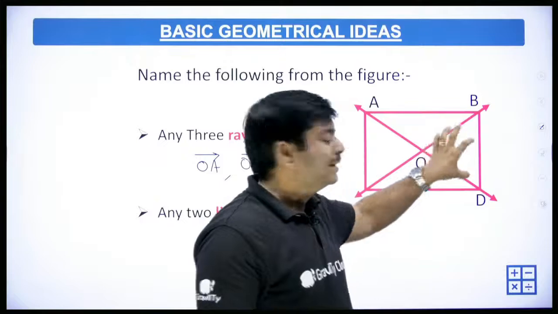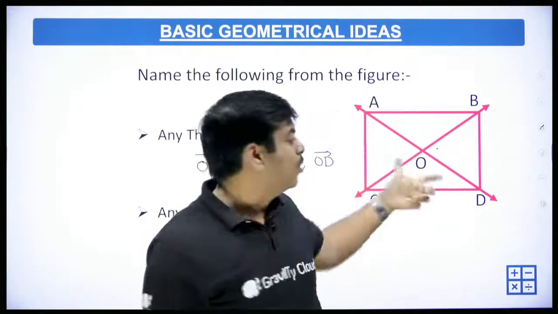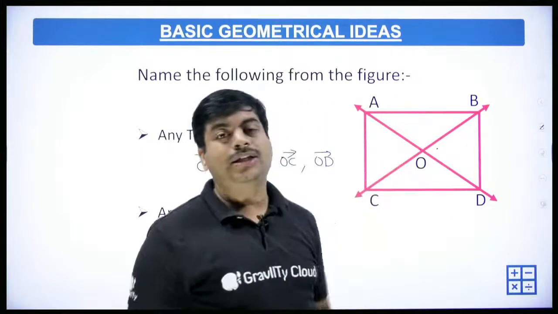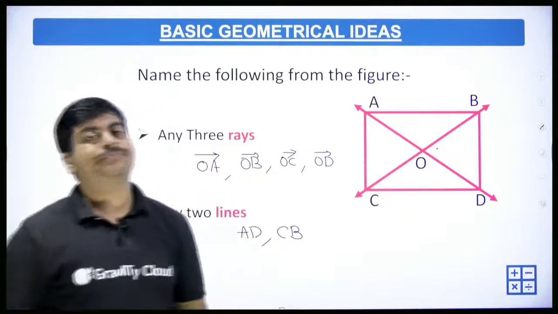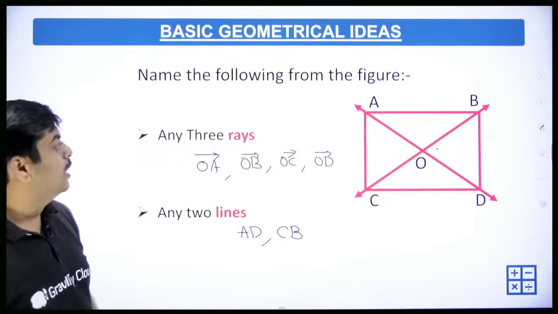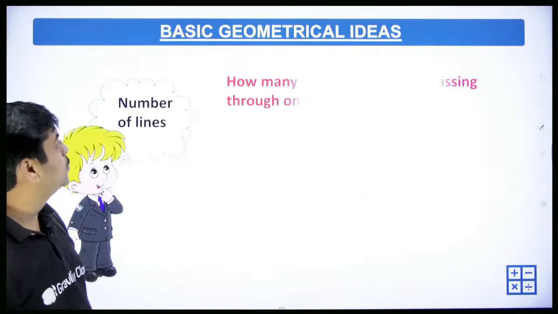That is not one single line. BO is one and OD is one. You cannot join these two and keep it as a straight line, right? So that's all with this figure. Then we'll go for the next one.